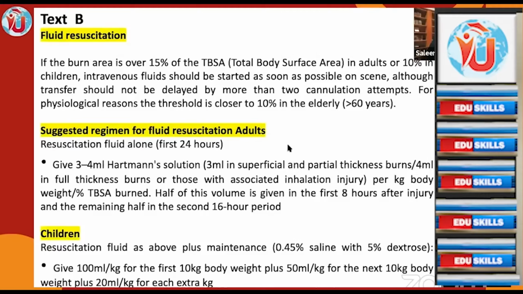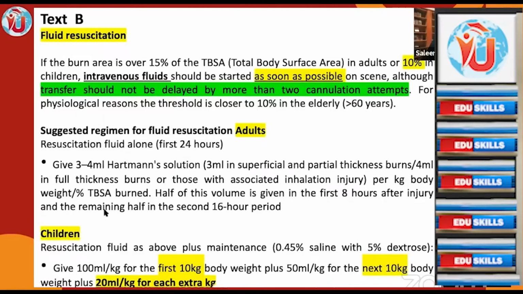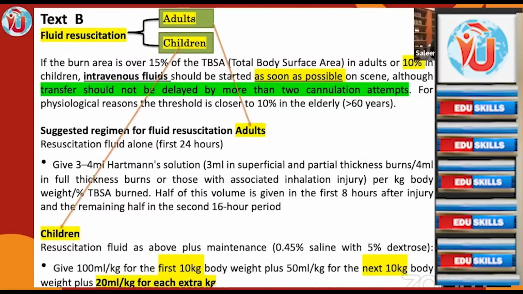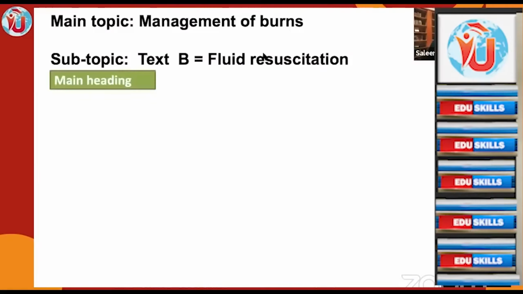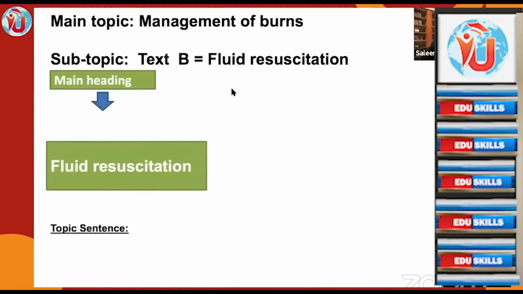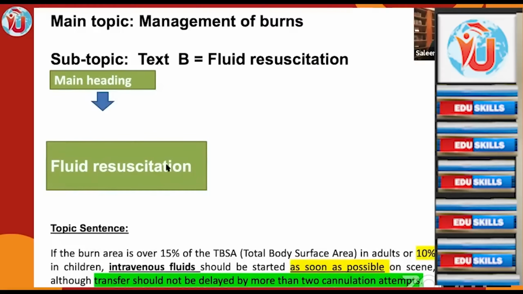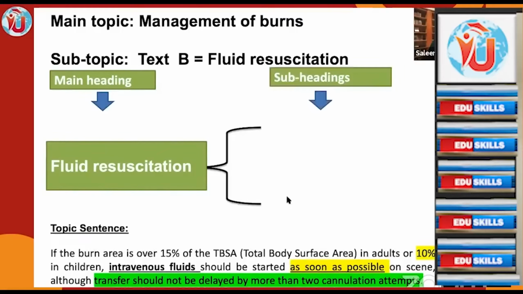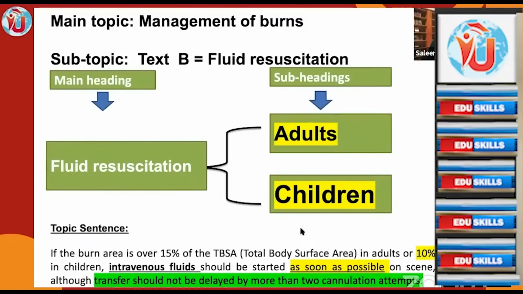Text B, all these are important. See, adults, children, percentage per kg, ml, all those things, size, number, measurements. Adults and children are important because the question will definitely differentiate between them, so immediately you can go to children or adults. Main topic, management of burns. Subtopic, Text B, fluid resuscitation. Main heading, fluid resuscitation. Then you have the topic sentence, then the subdivisions, adults and children. You have the topic sentence in the beginning, and definitely there are some percentages given. Usually there will be an answer.